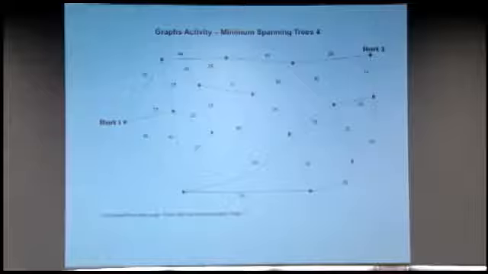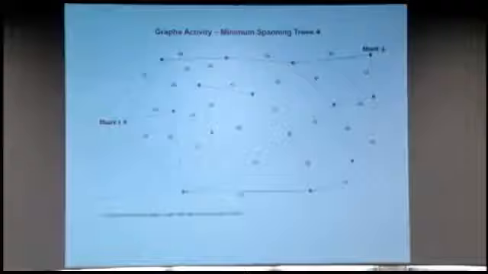So maybe I want to split along these edges here and give one person this half, the other person the other half. And then the question becomes, well, how do I connect the 2 halves? And how do I make sure I have the minimum cost connection for the 2 halves?